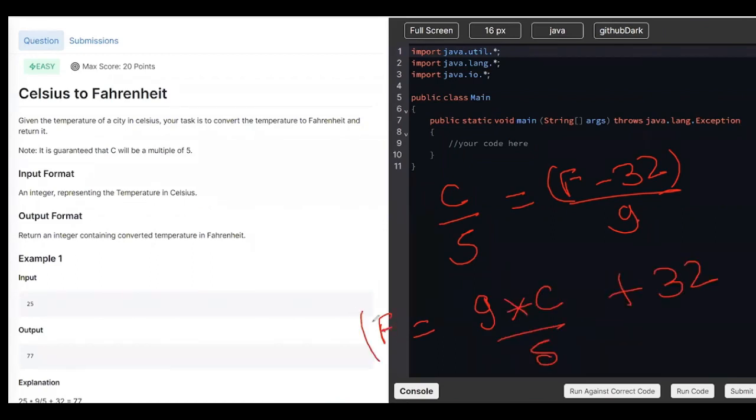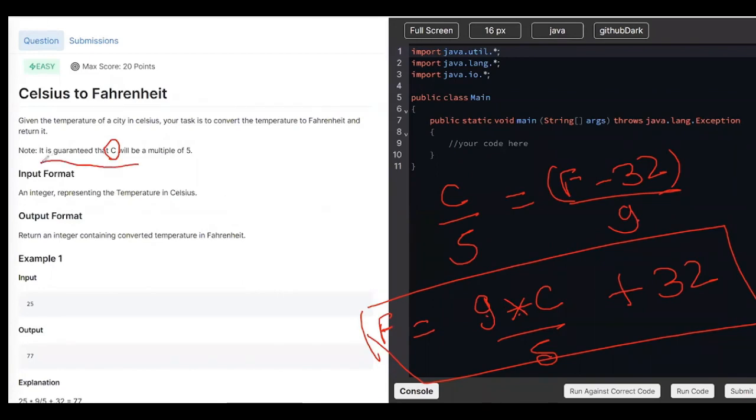Do you all agree with this expression for F? First, let's see. C by 5 is equal to F minus 32 by 9. This is the general formula in maths, right? So I just cross multiply and the expression for F will be 9 into C by 5 plus 32. Okay. Now what are they telling? It is guaranteed that C is a multiple of 5. So 9 into C will also be a multiple of 5. So there is no question of decimals, right? Everything will be integers.